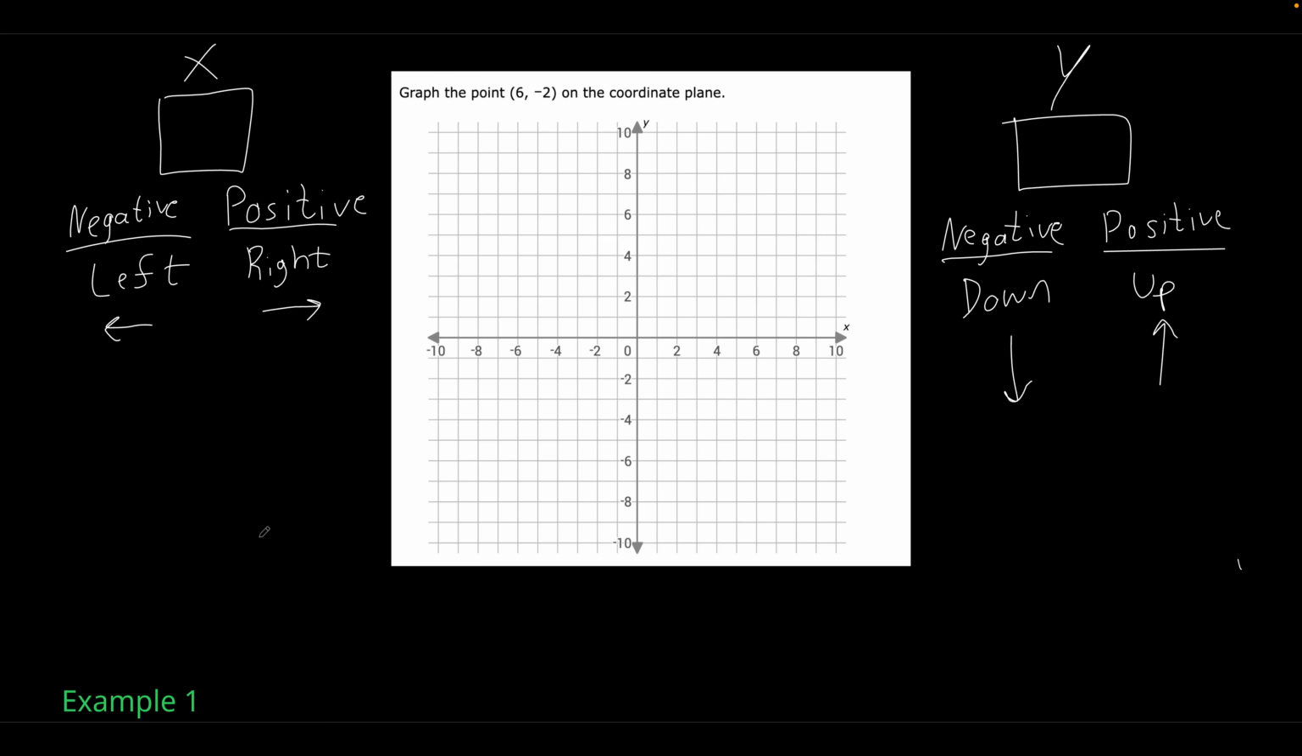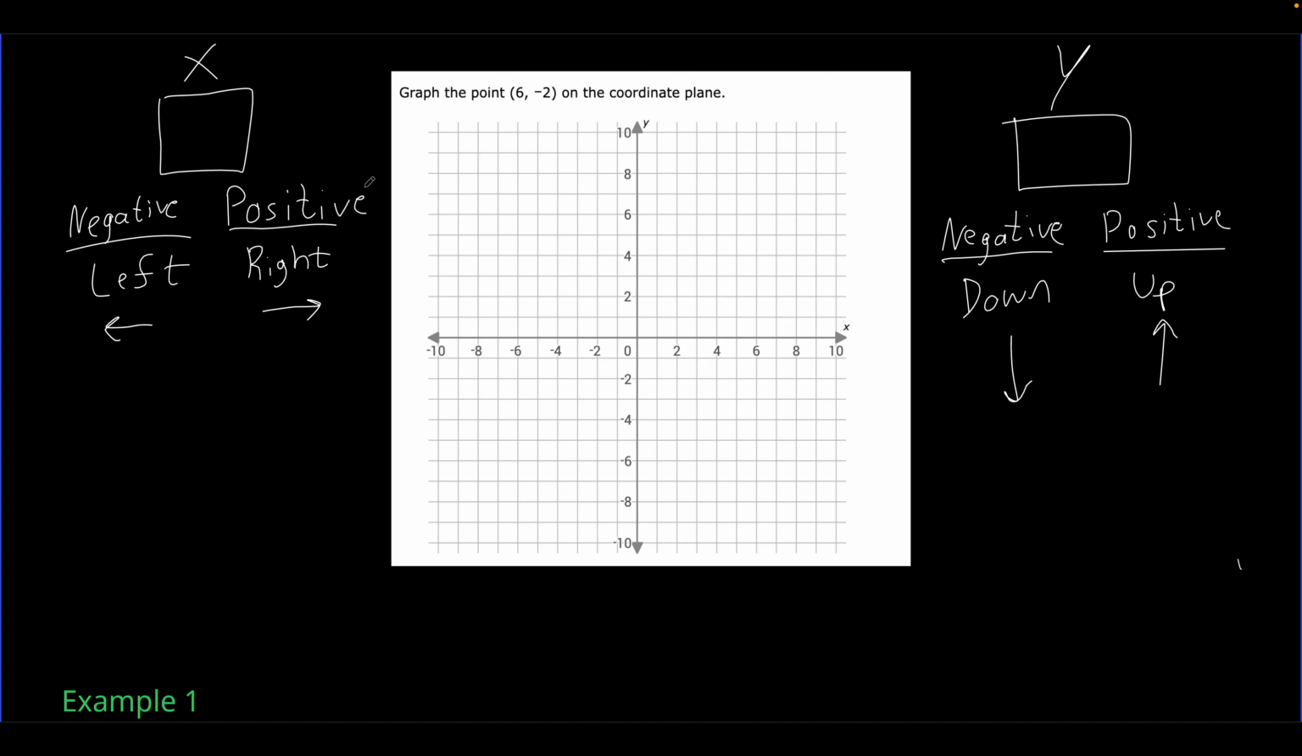So now let's see how this works. On the left and right here, all I've done is put what we just talked about. The x, as we go left, we get negative numbers. As we go right, we go positive. And the y, as we go down, we get negative numbers. As we go up, we get positive numbers. So I just put that there to remind us.